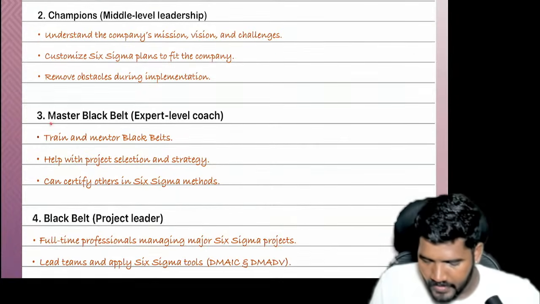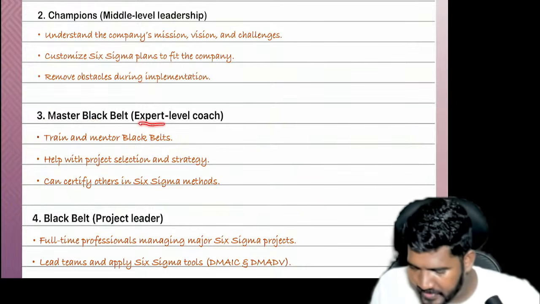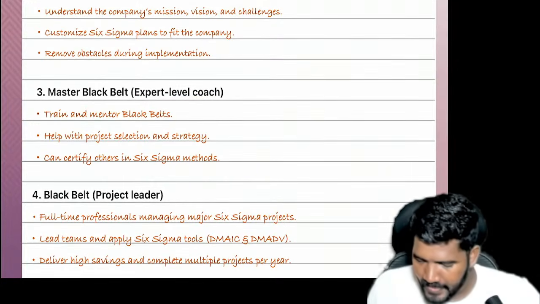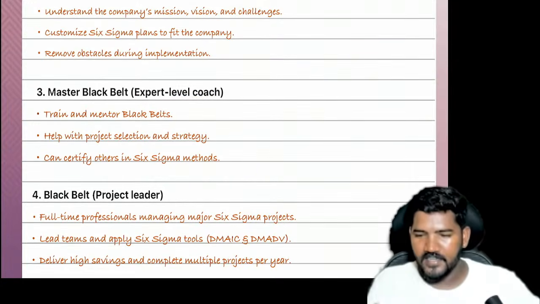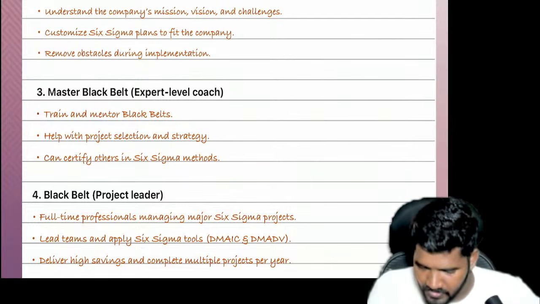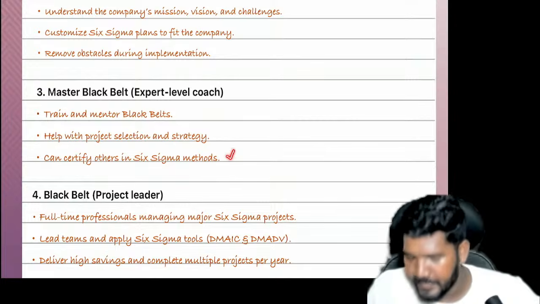Next, another team name called Master Black Belt. They are also known as expert level coaches. They train and mentor the black belts. Masters are creating new persons, and the new persons are called black belts. They help with project selection and strategy and can certify others in Six Sigma methods.